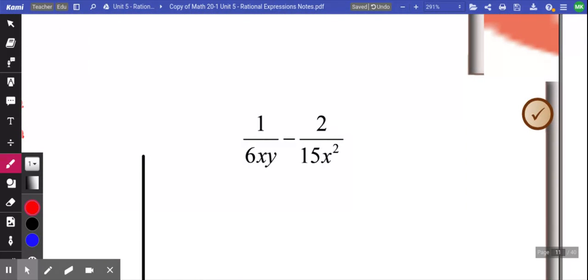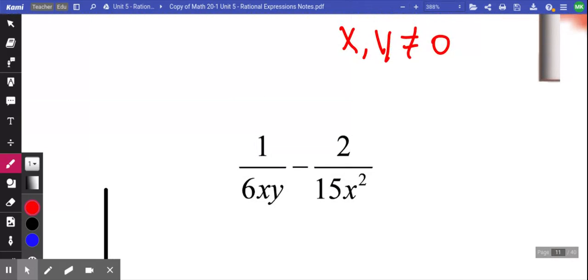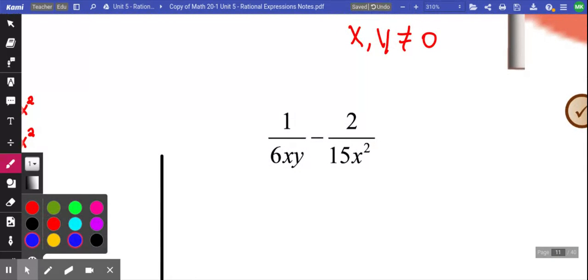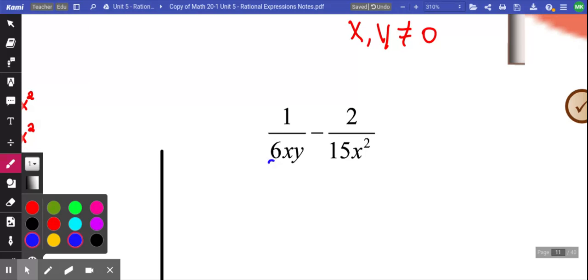Cool. If we go over here, my non-permissible values, you should be practicing those, would be x and y both cannot equal 0. Cool. Now, let's try to simplify this. Our first goal is to write it as one fraction. We can't write it as one fraction until we get a common denominator. I start with my numbers. 6 and 15 can both become 30. The first one would have to multiply by 5, and the second one would have to multiply by 2.